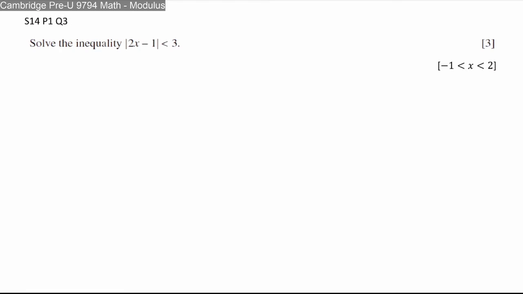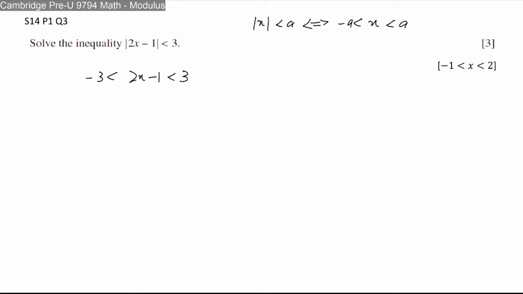All right, next one. Solve the inequality where we have the modulus of 2x minus 1 less than 3. For this one we have to use another property of the modulus: if the modulus of x is less than a, this means x is in between positive and negative a. So we use this property to solve. We have the modulus of 2x minus 1 less than 3, so 2x minus 1 is less than 3 and more than negative 3. So 2x minus 1 is in between negative 3 and 3.